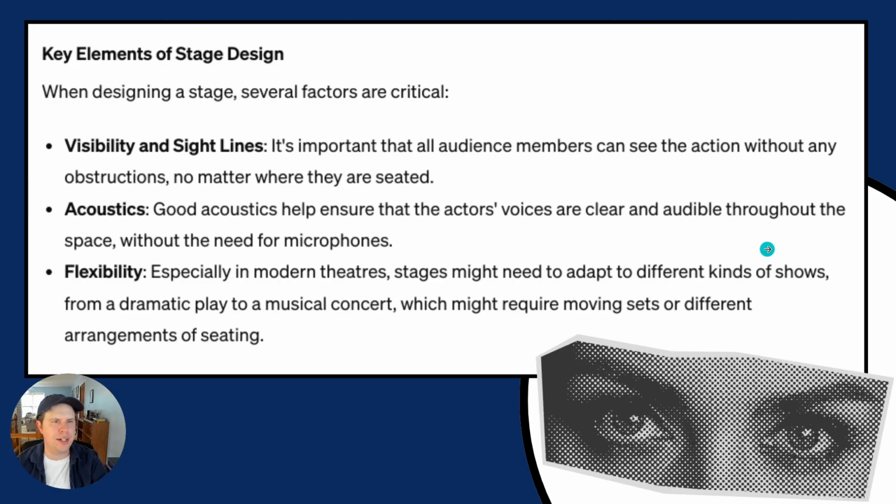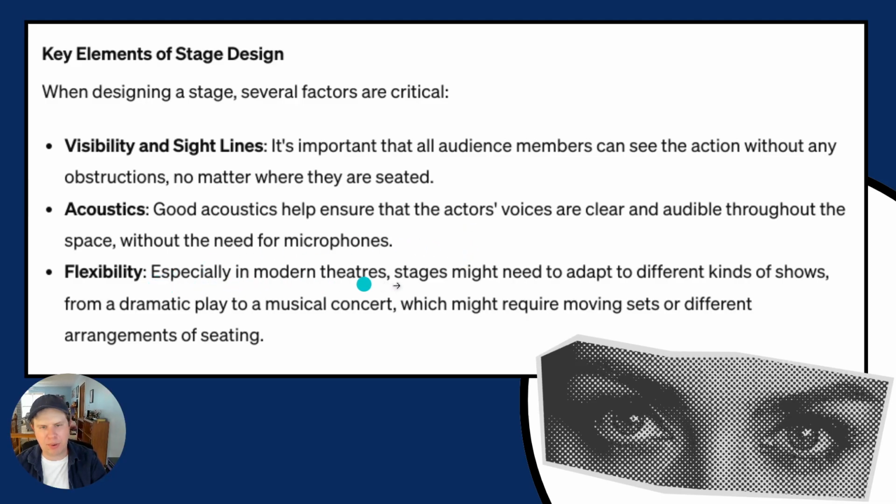Some key elements of stage design to remember whenever you're thinking about the different types of stages or places where performances happen. Visibility and sight lines are important. It's important that all audience members can see the action without any obstructions, no matter where they are seated. There should not be a big column in your way between where you are standing or sitting and where the performance happens. The acoustics are important too. So think sound. It helps ensure that the actors' voices are clear and audible throughout the space, sometimes without the need for microphones.